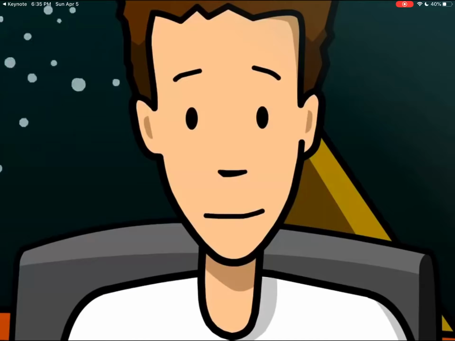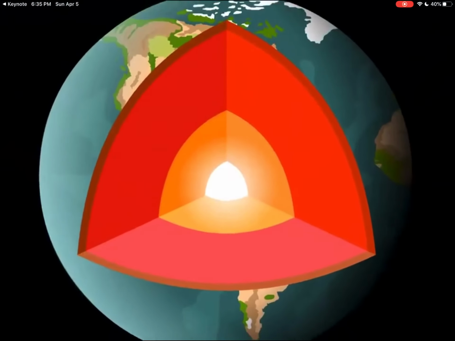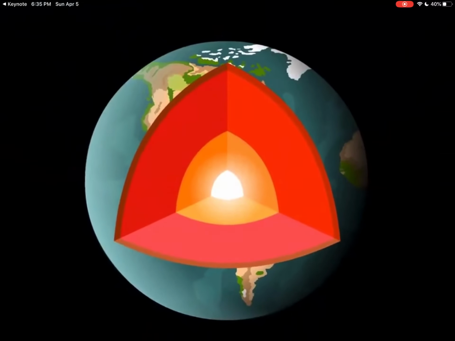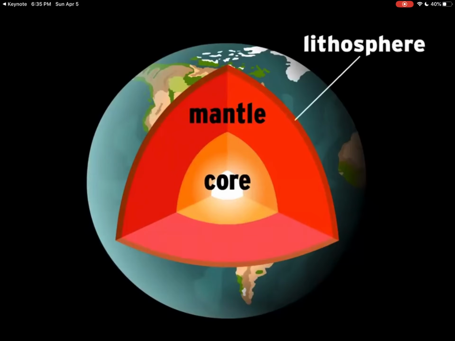Up here, everything seems pretty cool and stable. But miles below our feet, it's a raging inferno. The deeper you go, the hotter it gets. Earth's center, or core, is as scorching as the surface of the sun. All that energy wants to escape like steam inside a boiling kettle. It pushes outward, putting immense pressure on the middle section, the mantle.